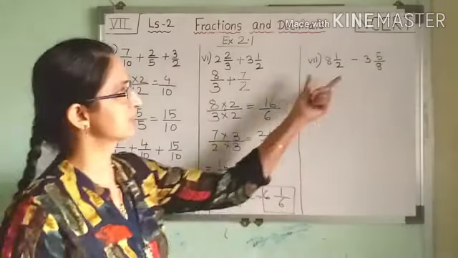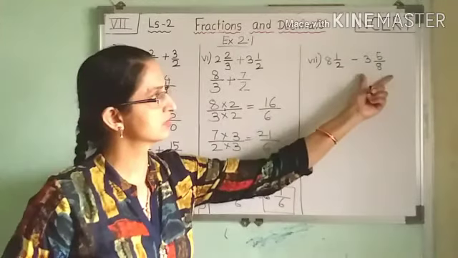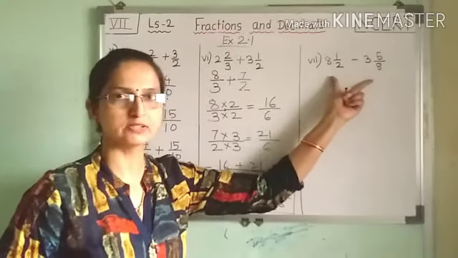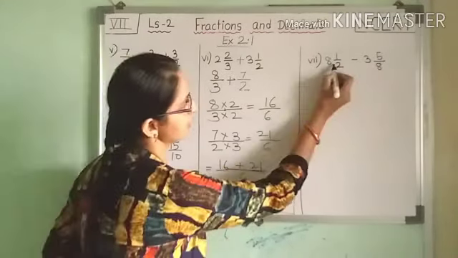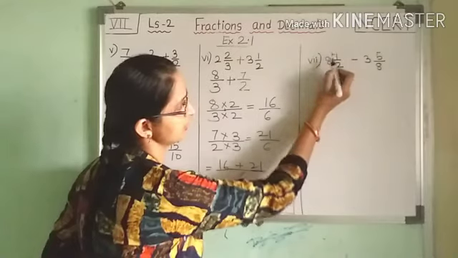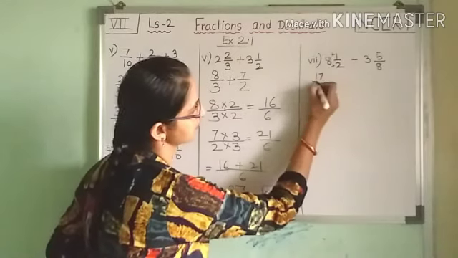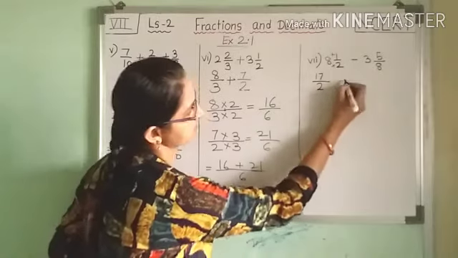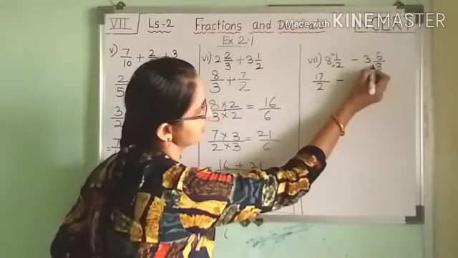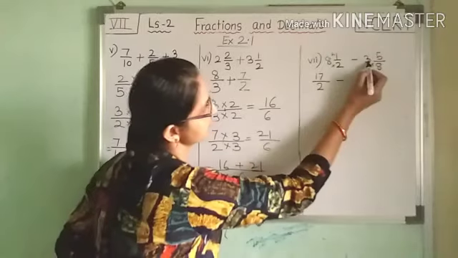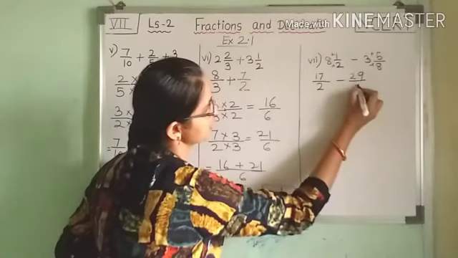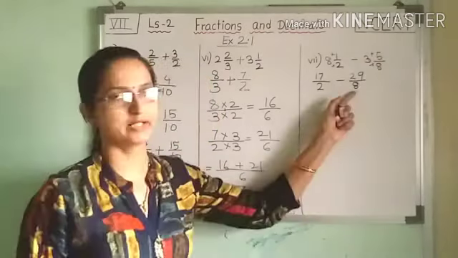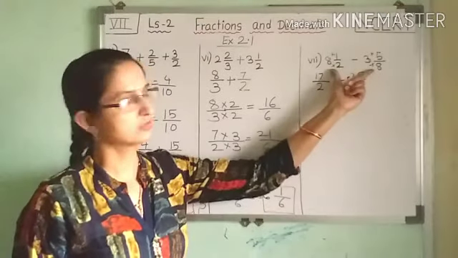The next sum is 8½ minus 3 and 5 upon 8. Again mixed fractions. We have to convert them into improper fractions. For conversion, multiply this 8 by 2. 8 2s are 16, and then add this 1. 16 plus 1, 17. Write denominator as it is. Minus sign. 3 into 8, 24. 24 plus 5, 29. So 29 upon 8. I have written the denominator as it is.